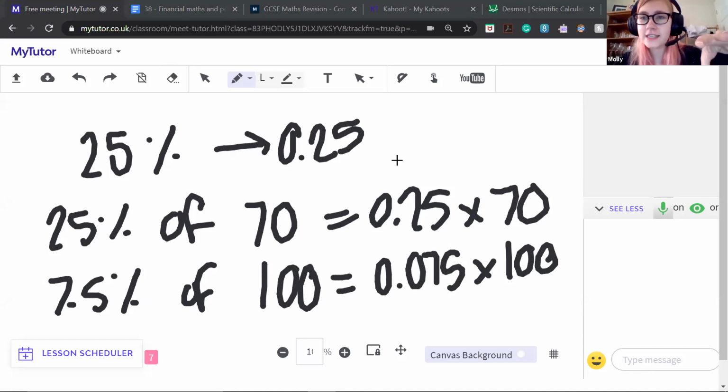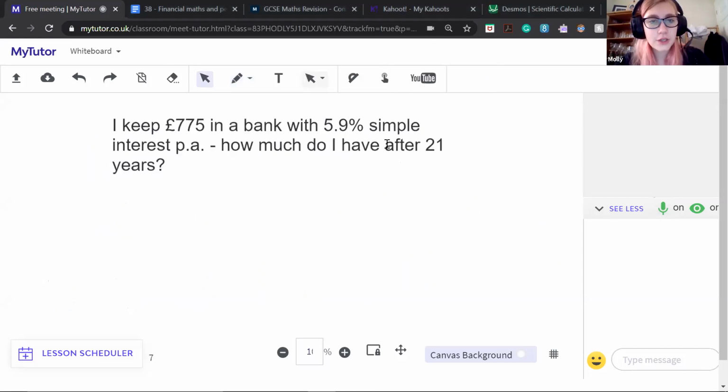Does this make sense, this multiplier? Just let me know in the chat. Okay, perfect. Brilliant. Yeah, so use that knowledge to finish giving this question a go.